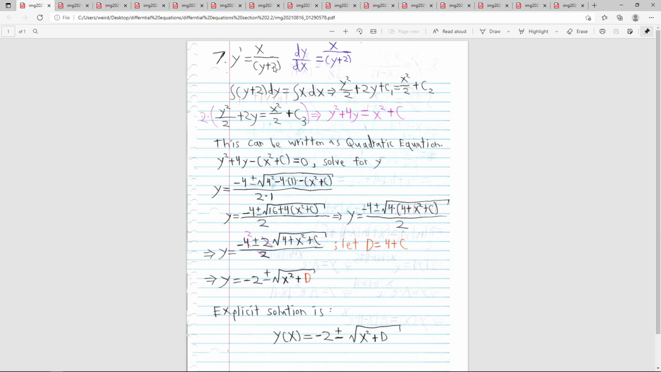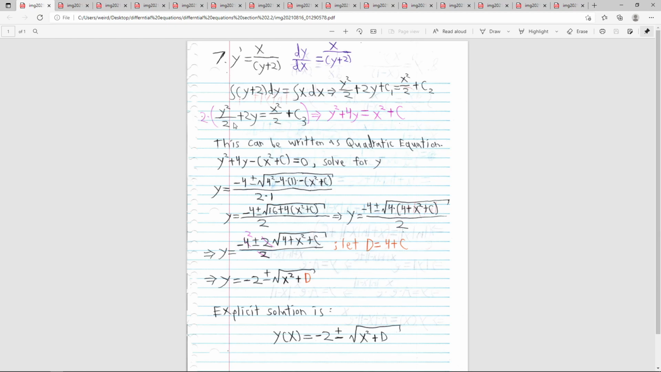But it turns out it's very common. So y prime equals x over y plus 2. You do dy dx, and we can easily separate this time. The difference is that we have integral y plus 2 dy equals integral x dx. So we get y squared over 2 plus 2y plus c1 equals x squared over 2 plus c2, and we make it one constant, of course.